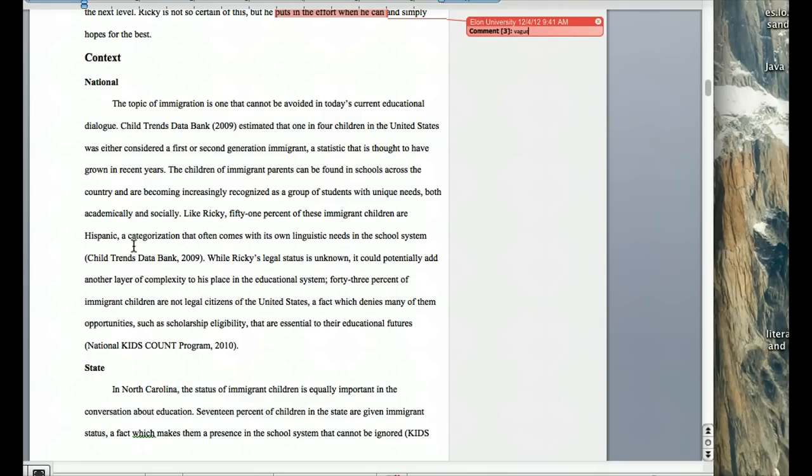Okay, so the context, I like how we have some subheadings within the context that organizes the discussion of context. Clearly, with a Latino student, the national environment and political debate around immigration is an important topic, so it is appropriate in this case to zoom out and talk about context at a macro level first.